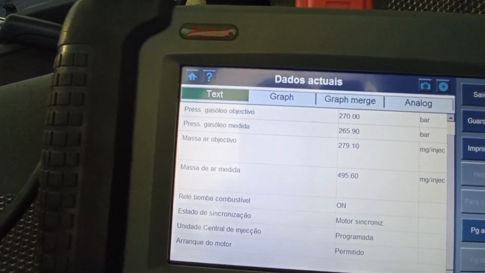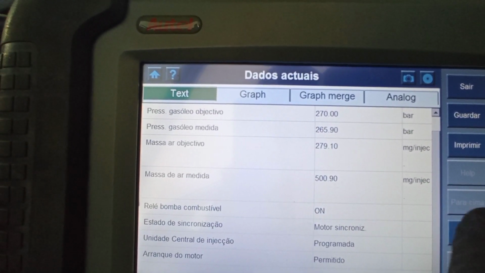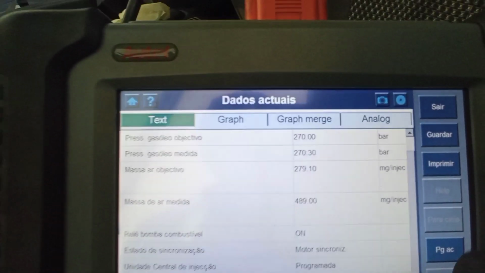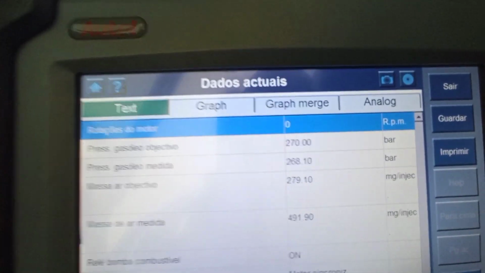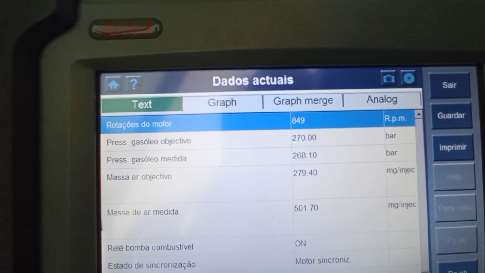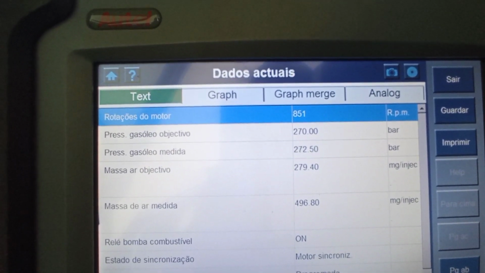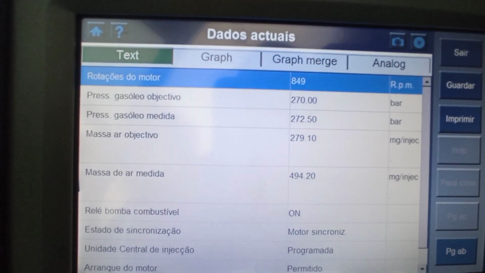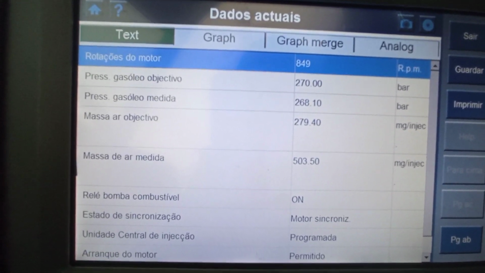Now I will go another page up. Okay, these other things are like this. And we have finally the RPM, okay? Normal RPM for this engine. Now let's go. I will provoke some fault codes.